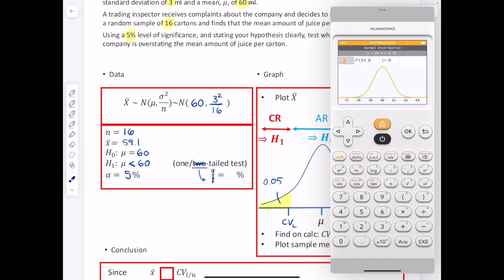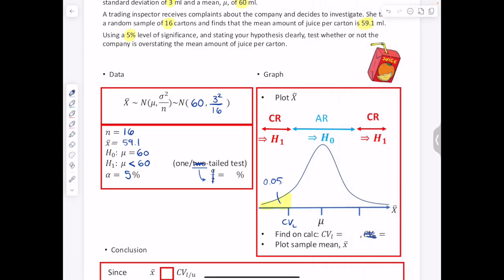Now make sure you're in your lower tail. We're going to change the area to 0.05. And it's telling us that the lower critical value is 58.8. So let's fill that in. Now we're ready to plot the sample mean X bar. So X bar is 59.1, mu is 60, this is 58.8. X bar must be in between since it's larger than 58.8 but smaller than 60.